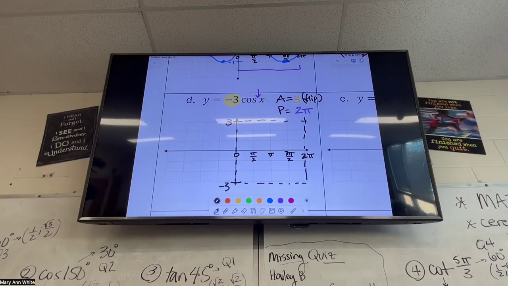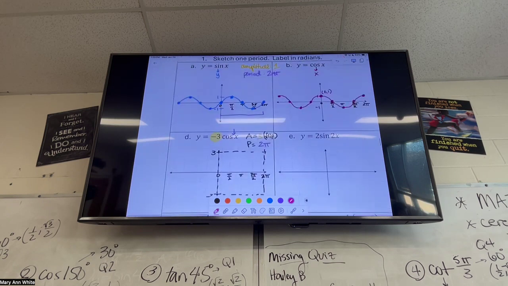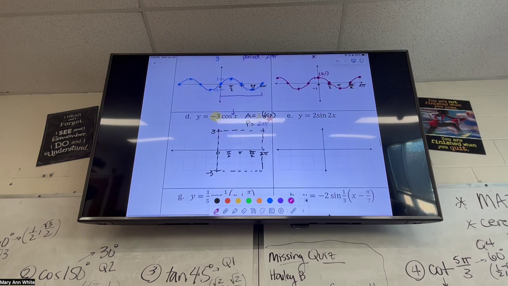Everyone okay with your graph labeling? Now we're ready to do our cosine. Does cosine usually start high, medium, or low? My usual cosine graph normally starts high, but just like we mentioned, we had to flip it. So I'm going to go low. I'm going to start at my lowest point.